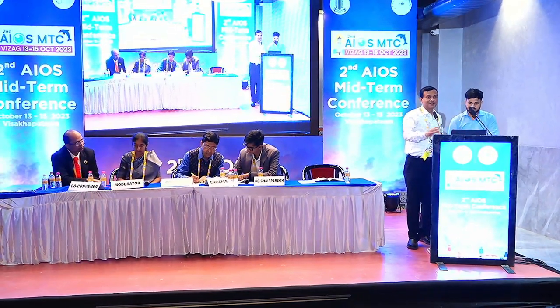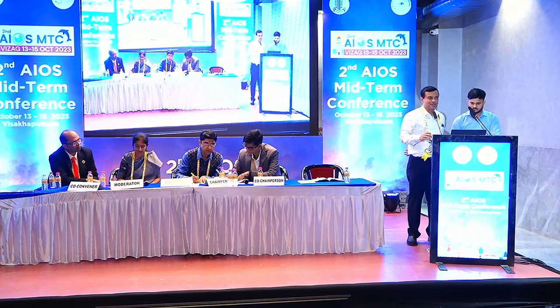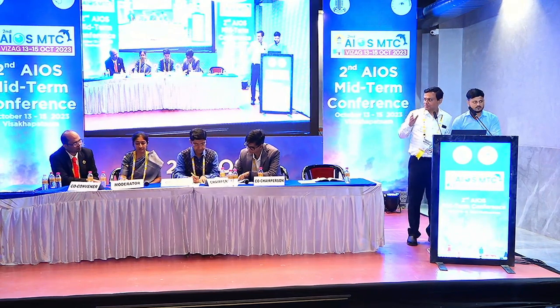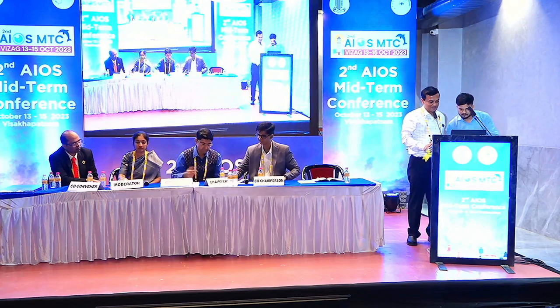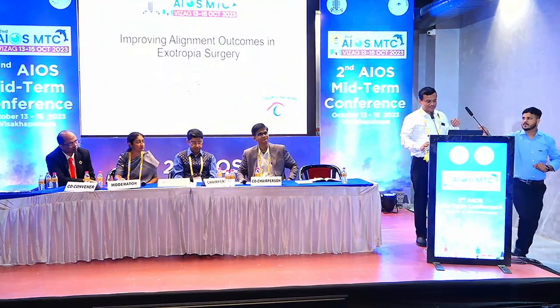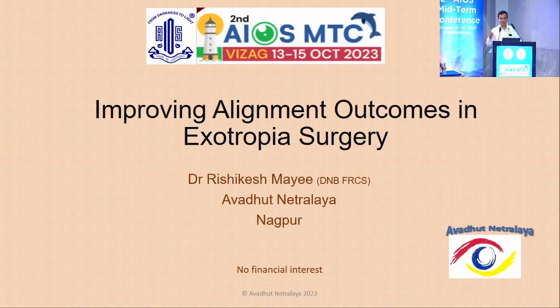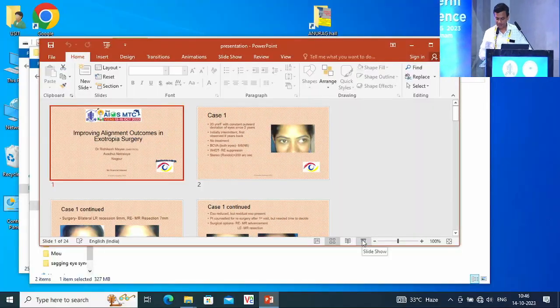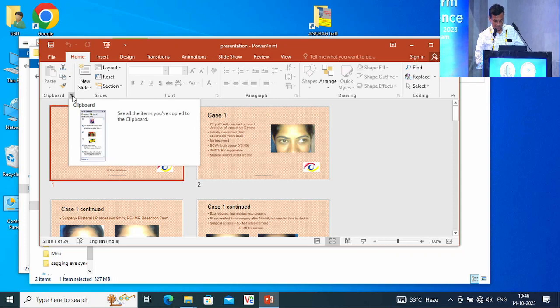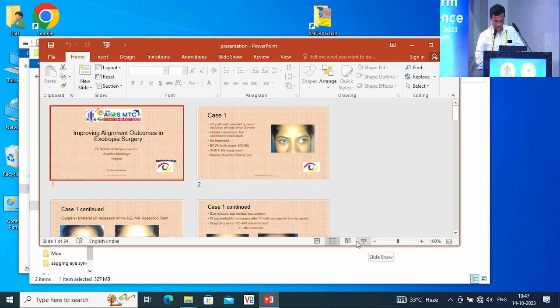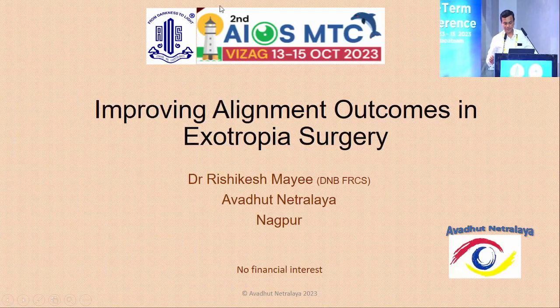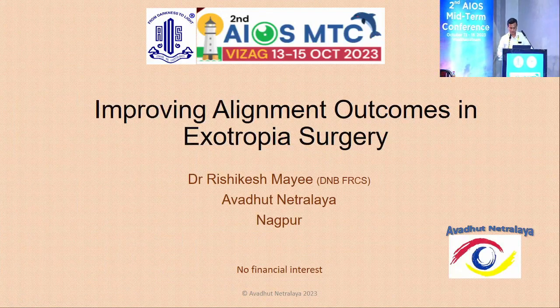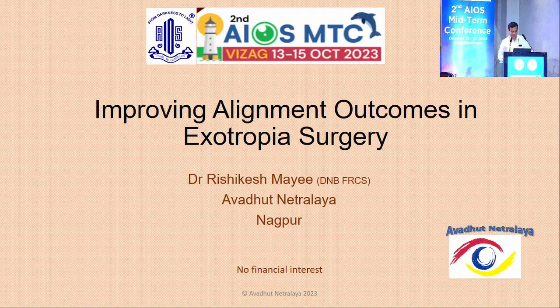Why exotropia surgery. Actually, for almost all strabismologists, exotropia is the commonest strabismus entity which everybody encounters in practice. But in spite of the best hands and best experience, nobody can be doubly sure that the outcome will be good. Even if the immediate outcome is okay, for the long-term outcome nobody can be doubly sure about it. I would like to thank the scientific committee of AIOS for giving me an opportunity to be a part of this august gathering of strabismologists. So, next slide.